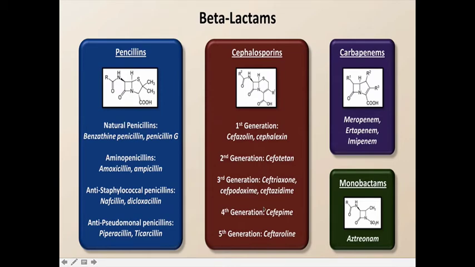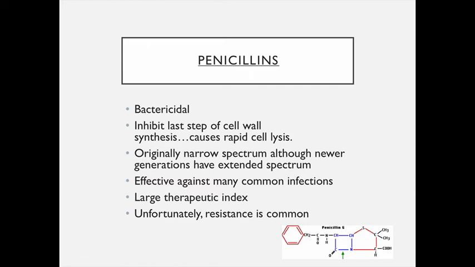You're not going to be responsible for knowing these all by name in this class. You'll probably have to know them some other time, but not now. Now I just want you to kind of know the classes. The natural penicillins are the ones that are basically synthesized from mold, and then these are made synthetically in a lab. All right, so let's talk about penicillin for a minute.